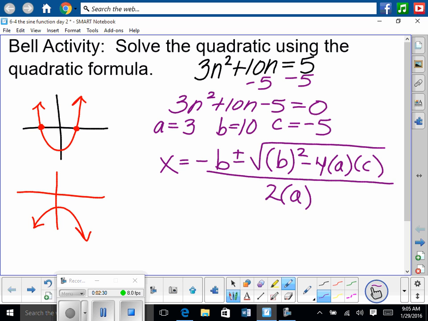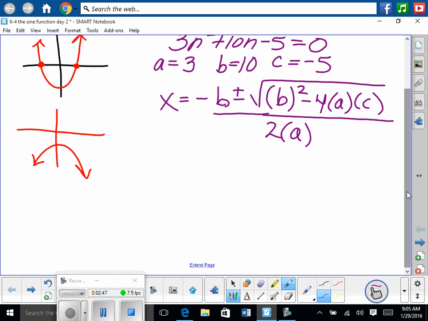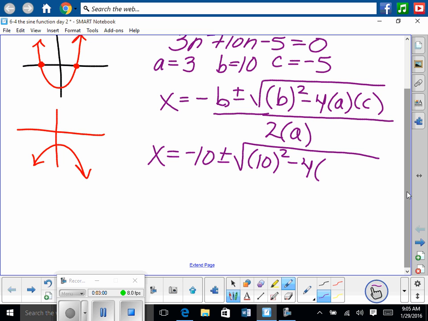Now look, I saw a lot of you putting only this over 2a. You went like this, that over 2a. Wrong, guys, wrong. It's all over 2a. Does everybody understand that? Okay, so let's plug it in carefully using parentheses. I'm telling you, parentheses are a must. So we have x equals the opposite of b, so it'll be negative 10 plus and minus the square root of b squared, always using parentheses, 10 squared minus 4 times a times c, which is negative 5, and it's all over 2 times 3.